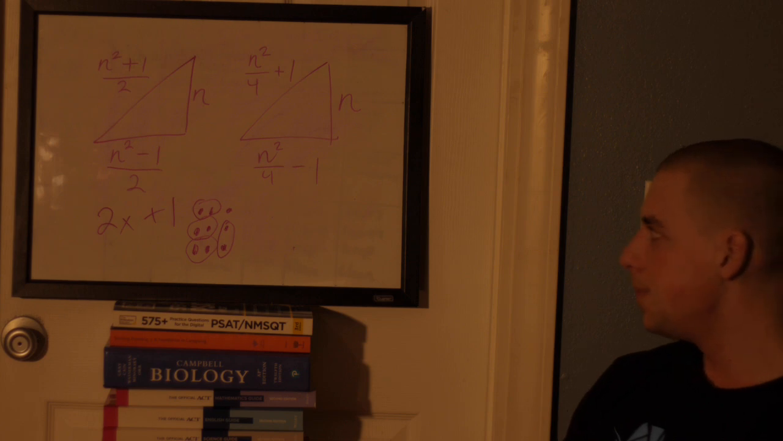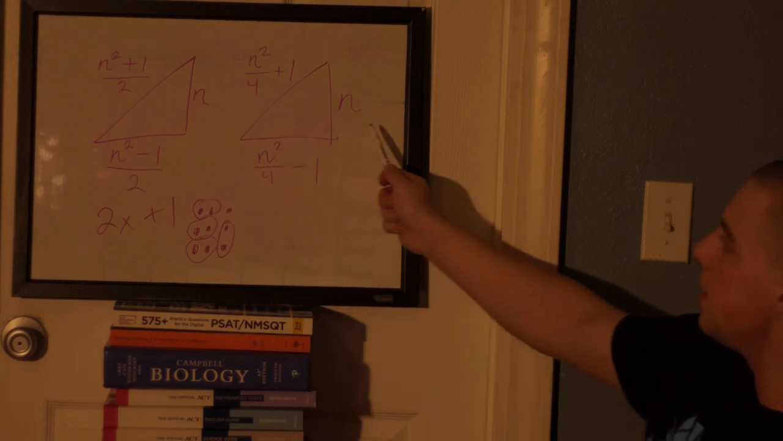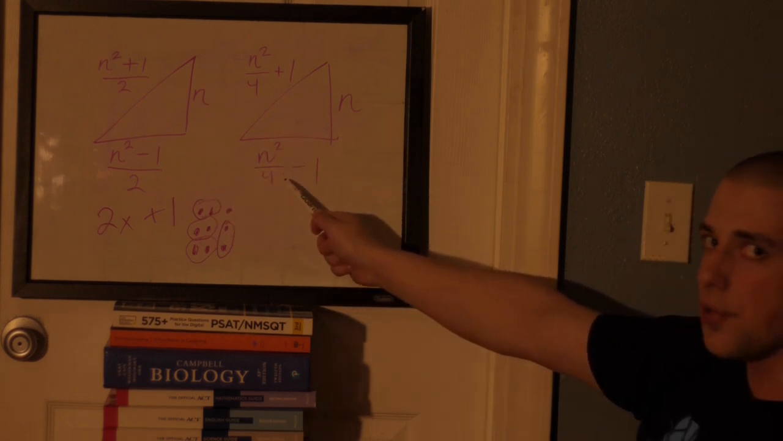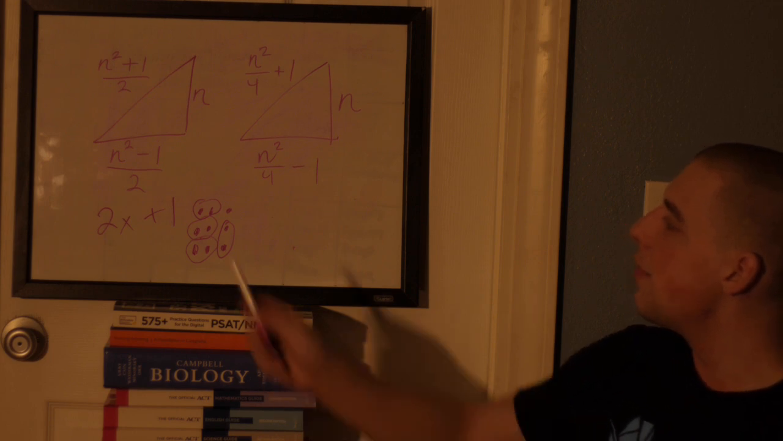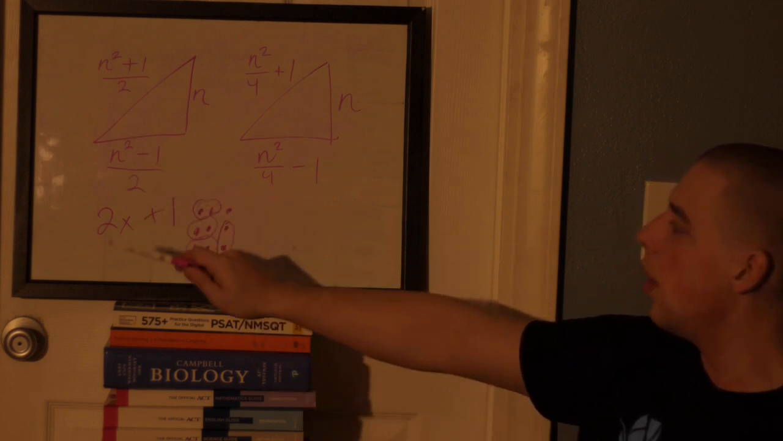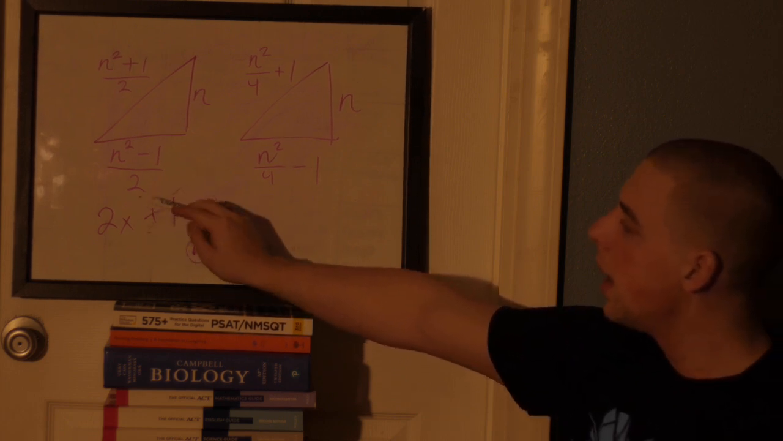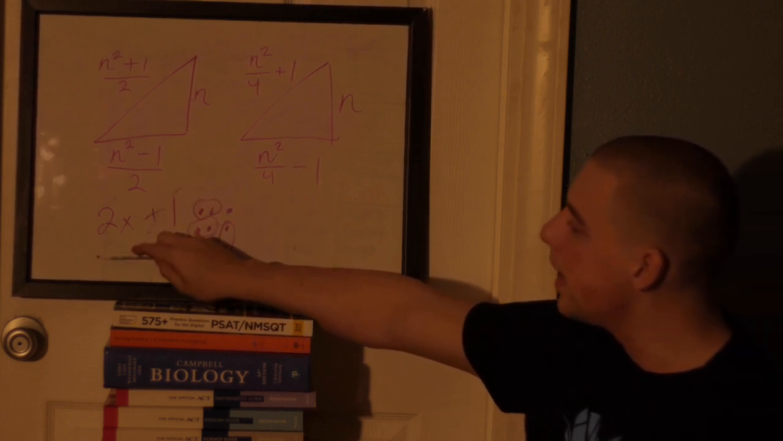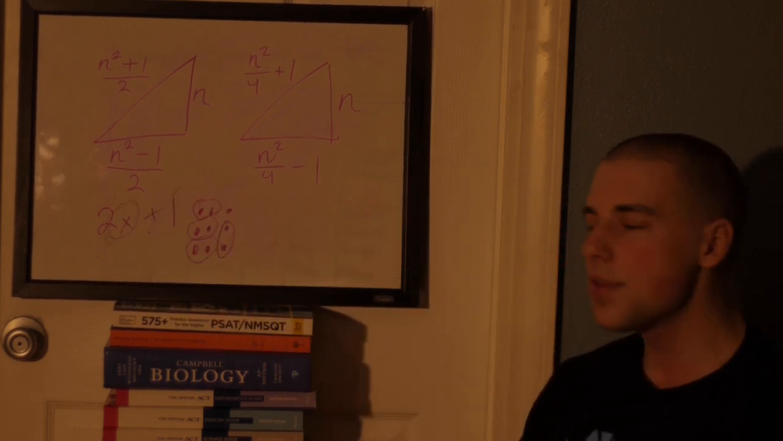2n plus 1. So, if n is odd, n squared is odd. If n is even, n squared is also even. But that means that if you have an odd number and you subtract 1, canceling this plus 1 out, and then you divide by 2, that cancels the 2 out, you're always left with an integer.